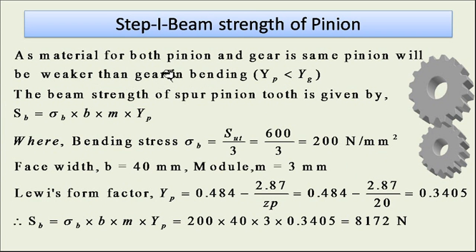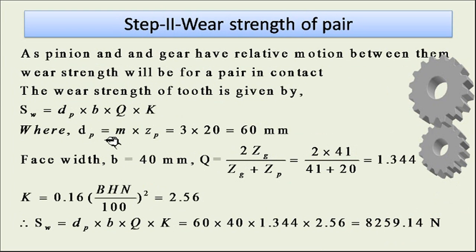As the material for both pinion and gear is the same, definitely the pinion will be weaker in bending because YP will be less than YG. So let us calculate sigma B, that is SUT by 3, that is 200. Given values of face width and module are 40 and 3 mm. Lewis form factor after putting the value of ZP as 20 teeth will be 0.3405, and if I put all these values here I will get the beam strength of this particular gear as 8172 Newton. Now I will calculate the wear strength.